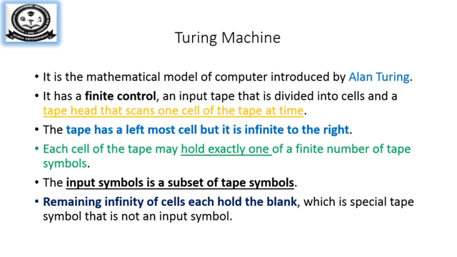The tape has a leftmost cell because it is finite on the left, and it is infinite to the right side of the tape. Each cell of the tape may hold exactly one of a finite number of tape symbols. So it will have only one tape symbol in each cell. The input symbols must be a subset of the tape symbols. Other than tape symbols, we cannot use any other symbol in the tape. And the remaining infinite cells will hold a blank symbol.